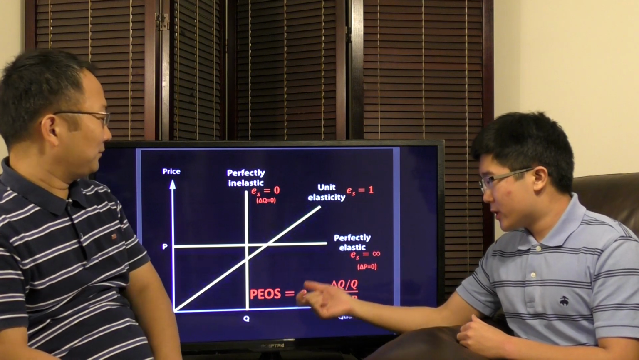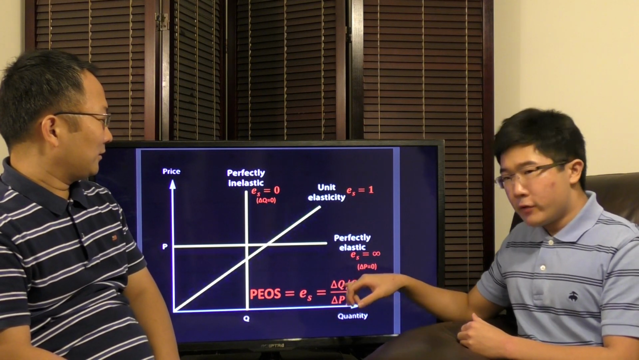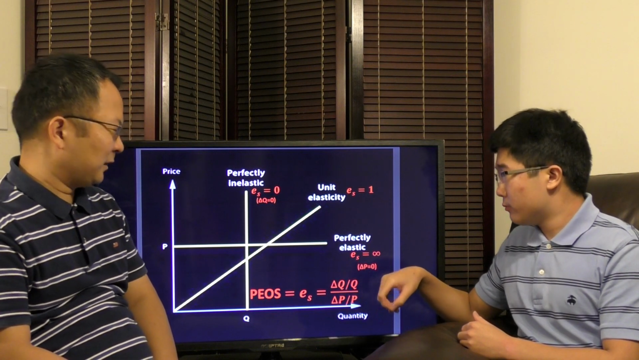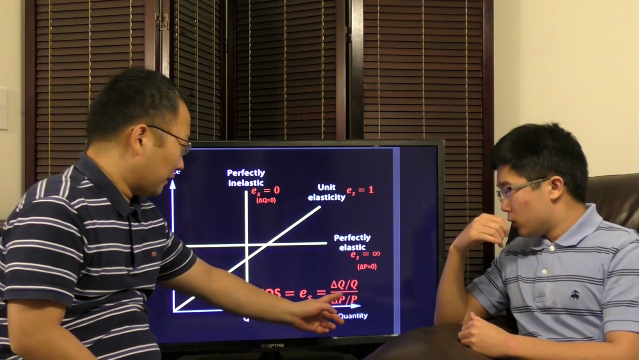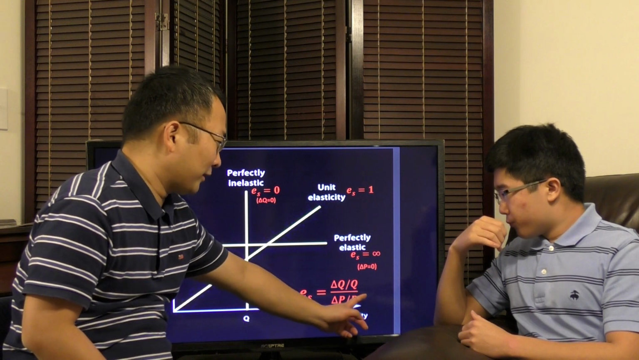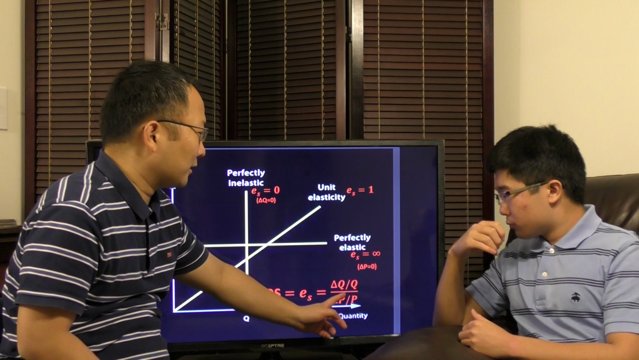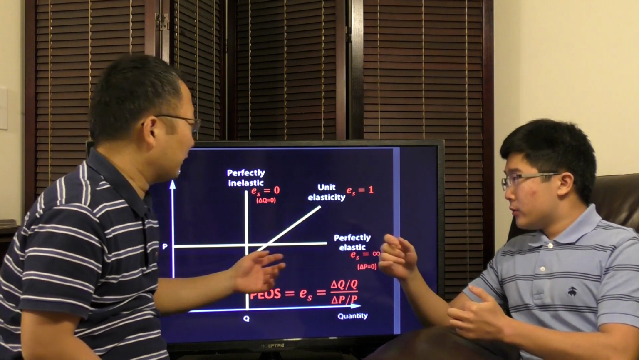And the equation is basically the same except for supply. It's relative change in quantity over relative change in price. So delta Q over Q over delta P over P. We have to notice that this is, usually speaking, greater than zero, unlike demand, right? Because usually when price increases, more supply gets into the market, and the supply increases.